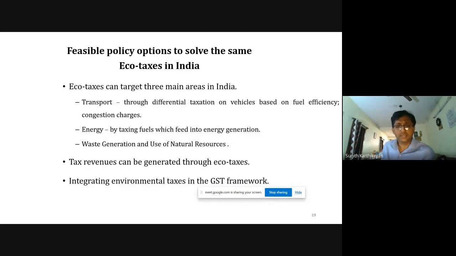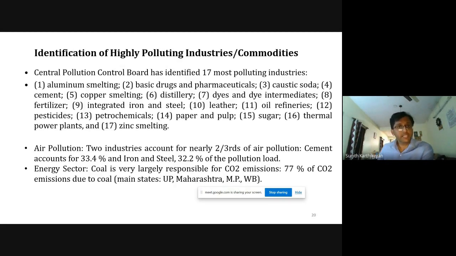So this could be easily integrated into the framework. Next slide shows that the Central Pollution Control Board already has data on the most polluting industries like aluminum smelting, basic drugs, pharmaceutical, caustic soda, and they could measure how much pollution is done to the environment for each of these industries.